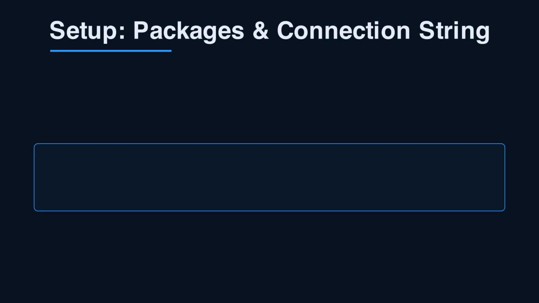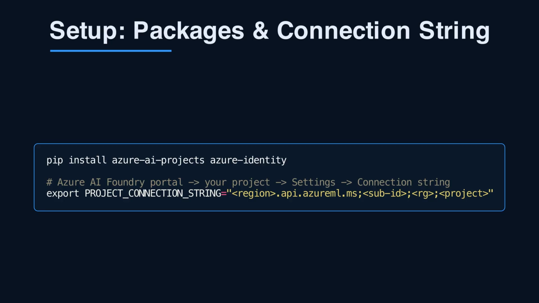The one secret your code needs is the project connection string. In the Foundry portal, open your project, go to the overview or settings page, and copy the connection string. It is a region-specific endpoint. Then your subscription, resource group, and project name, separated by semicolons. Set it as an environment variable so it never gets hard-coded. Then install the 2 libraries, the Azure AI Projects SDK, which talks to the agent service, and Azure Identity, which handles sign-in. Now the code.